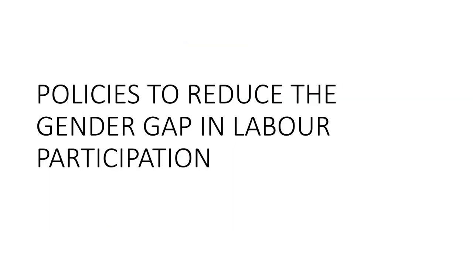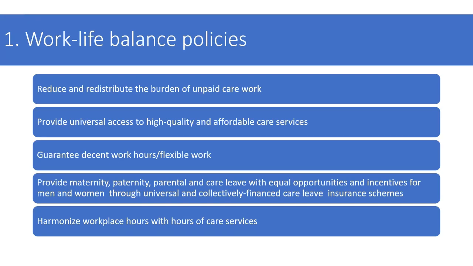So now let's talk about some policies to reduce this gender gap in labor participation. So the first policy is to have a work-life balance. So here are some suggestions. The first is to reduce and redistribute the burden of unpaid care work. You will see much detail on unpaid care work and these strategies in the next module. The second suggestion will be to provide universal access to high quality and affordable care services for women so that they could be able to take their kids to childcare centers, childcare services, health centers when their kids or family members are sick, to have more time.